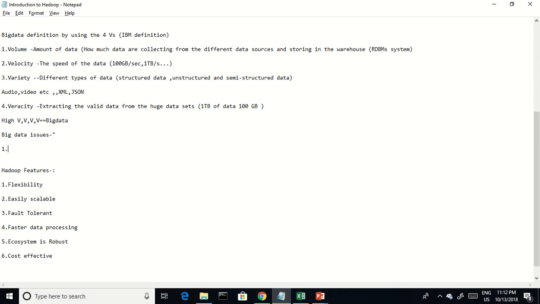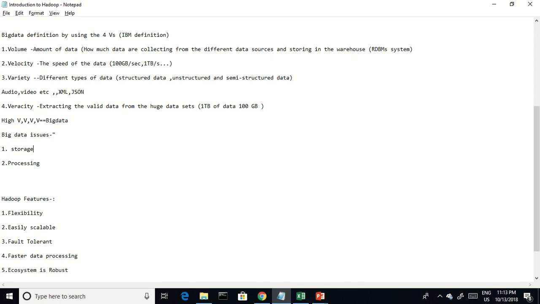One is storage, or storing we can say. And the second one is processing. In our traditional systems, we can store 1 TB of data, 5 TB, 7 TB, or 100 TB of data. It can be manageable, but nowadays the data is so massive and so complex that every second it produces TBs and petabytes of data. So it is very difficult to store in a traditional single system. So that is one issue.